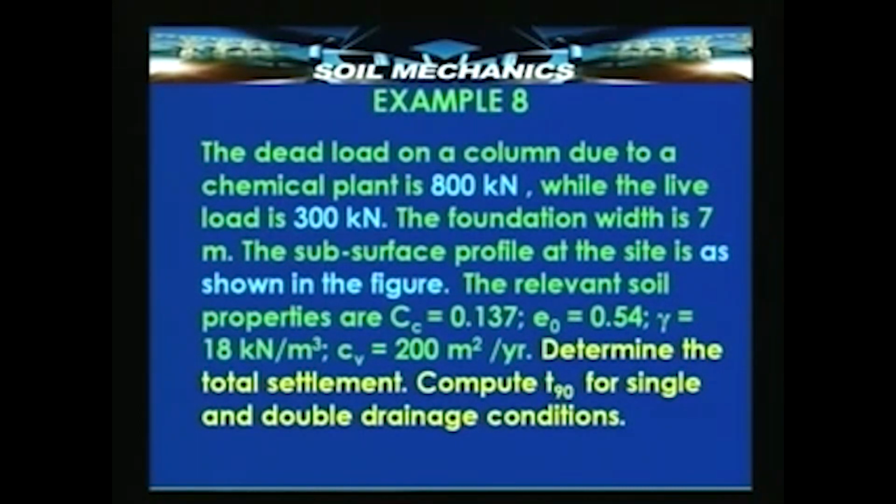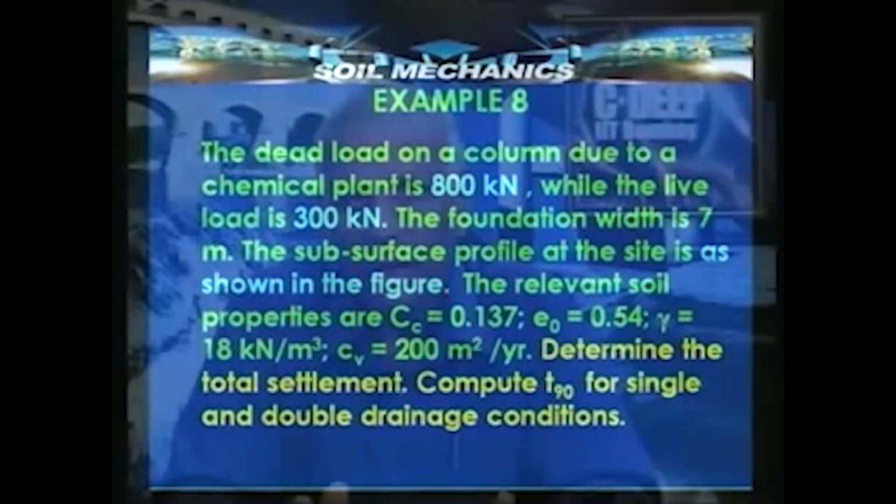The dead load on a column due to a chemical plant is 800 kilonewtons, while the live load is 300 kilonewtons. That is the total load. Let us assume that the live load is acting all the time. Let us assume that the construction of the structure is over, the live load has come on the structure, and therefore 800 plus 300 kilonewtons, or 1100 kilonewtons, is the total load under which settlement is going to take place. The foundation is an ordinary square footing of width 7 meters, that means the area is 49 square meters.